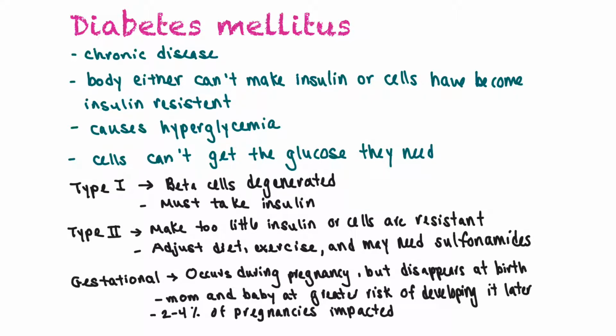Type 2 diabetes usually shows up later in life, and it's due to some lifestyle choices, not eating the proper diet, a variety of genetic causes, and so on. And these people either make too little insulin or their cells are resistant to the insulin that they are producing. So the treatment plan for this would be to adjust your diet, to exercise, and you may also need to take a drug called sulfonamides to help maintain your blood glucose levels.